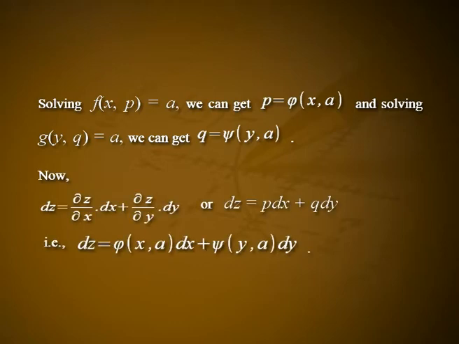Now, dz is equal to ∂z by ∂x into dx plus ∂z by ∂y into dy, or dz is equal to p dx plus q dy, that is, dz is equal to phi of x comma a dx plus psi of y comma a dy. Integrating with respect to the concerned variables, we get z is equal to integral of phi of x comma a dx plus integral of psi of y comma a dy plus b. Let it be equation number 1. The complete solution of the given equation is given by equation 1, which contains two arbitrary constants a and b.